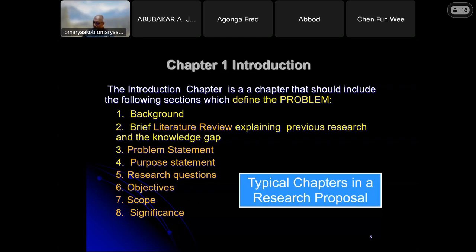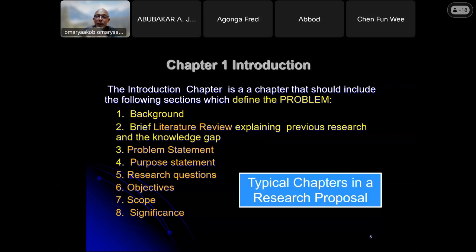Prof, please, can I understand the difference between problem statement and purpose statement, because it's confusing me. Problem statement is the research gap. What's missing? Purpose statement is the purpose of your work. Basically, it is to cover the research gap. It's a rewriting of the problem statement.